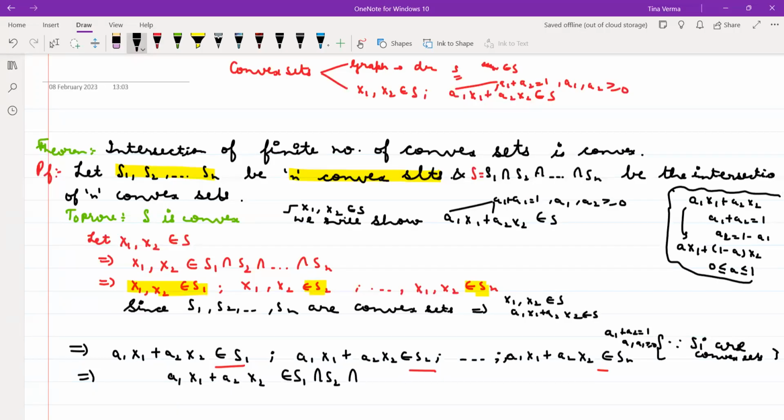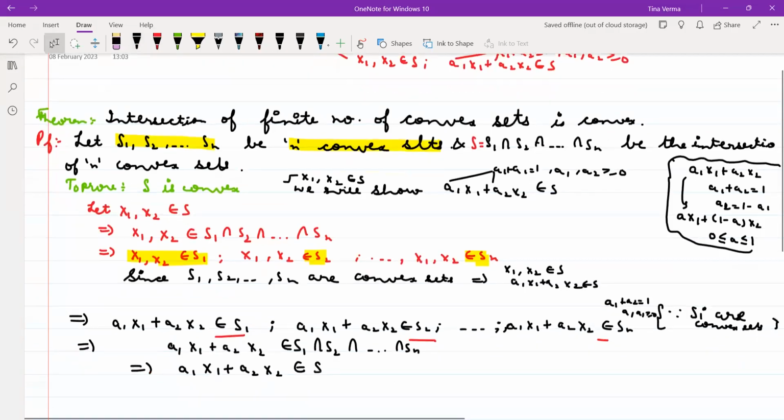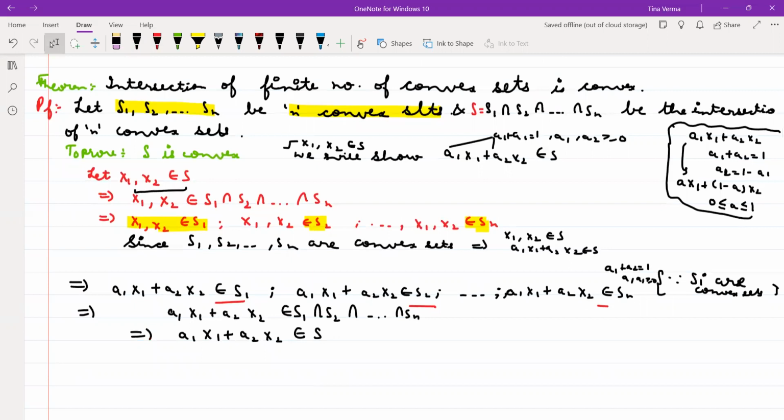S1 intersection S2 intersection Sn, which implies that A1 x1 plus A2 x2 will also belong to the set S. Now you have taken 2 points from the set S and you have shown that A1 x1 plus A2 x2 will also belong to your set S, which implies that your set S is convex, and S was nothing but the intersection of S1, S2 and Sn, right? So that means you have proved that the set S is convex.